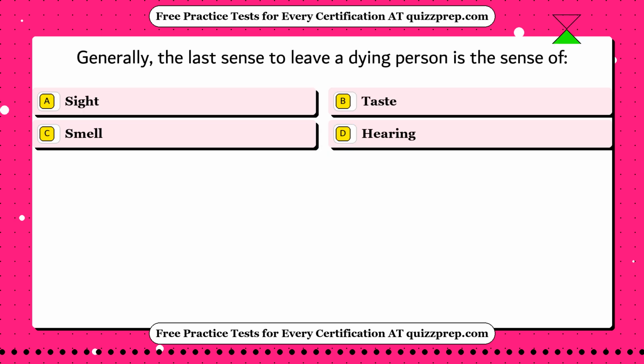Question 87. Generally, the last sense to leave a dying person is the sense of option A, sight, option B, taste, option C, smell, option D, hearing.